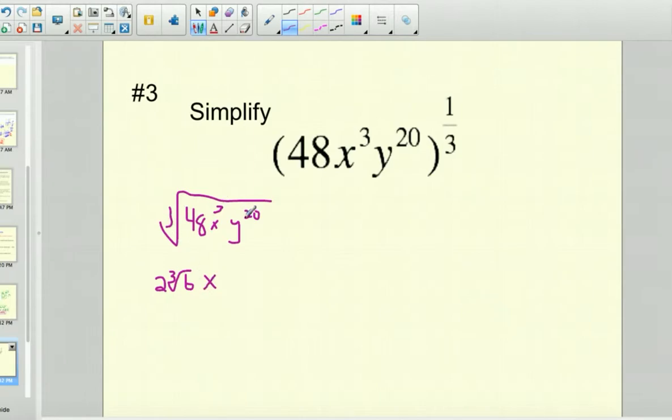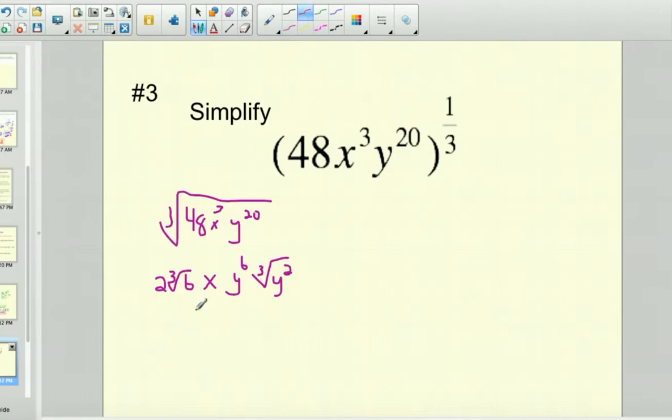3 goes into 20, 6 times, so I'm going to take out y to the 6th, and then you have a remainder this time of 2, right? 3 times 6 is 18, so you still got 2. So that index is 3, and the variable is y, and the exponent's 2. So 3 doesn't go into 2, so it's okay that you have y squared here because the index is bigger than the exponent, which is okay.